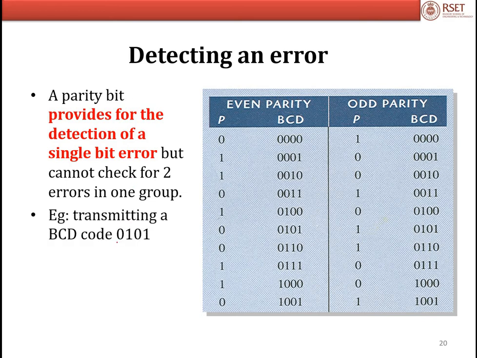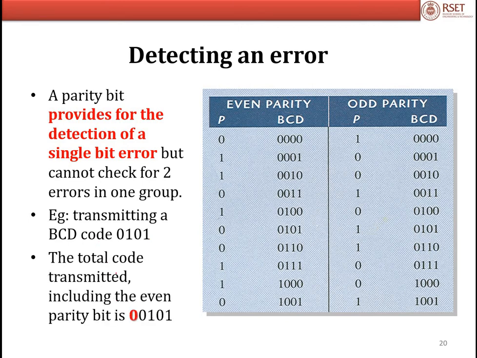So if we are transmitting a BCD code 0101 and we are including an even parity bit, then the parity bit which should be transmitted should be 0. As it's even parity, you can see that the number of ones is 2, that is even. So the parity bit should be 0 in order to make this group even.